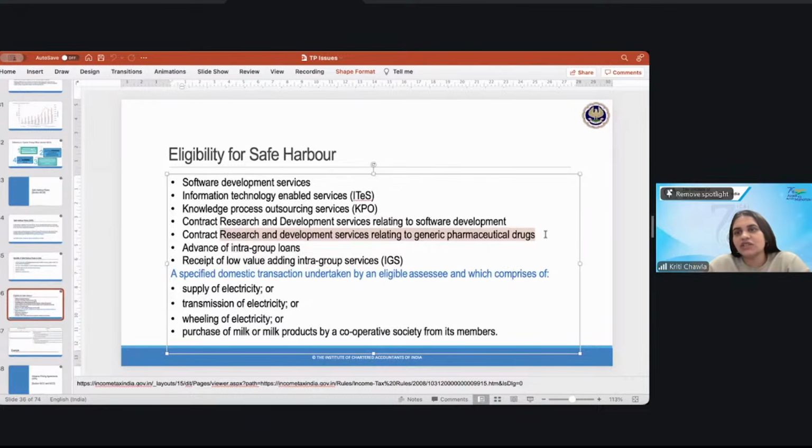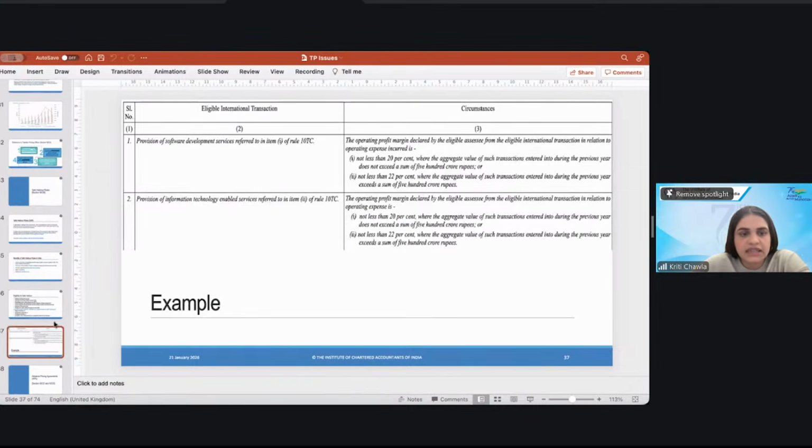Initially, the transactions were very, very generic transactions, and later on they added more transactions to the ambit of safe harbor rules. So what I've done is I've provided a link here, which you can use to view the safe harbor rules. Otherwise, it is Rule 10TD, which you should remember for the purposes of safe harbor. And these are some of the examples that I have provided here, which I just displayed also. Okay, so that was basically safe harbor rules.